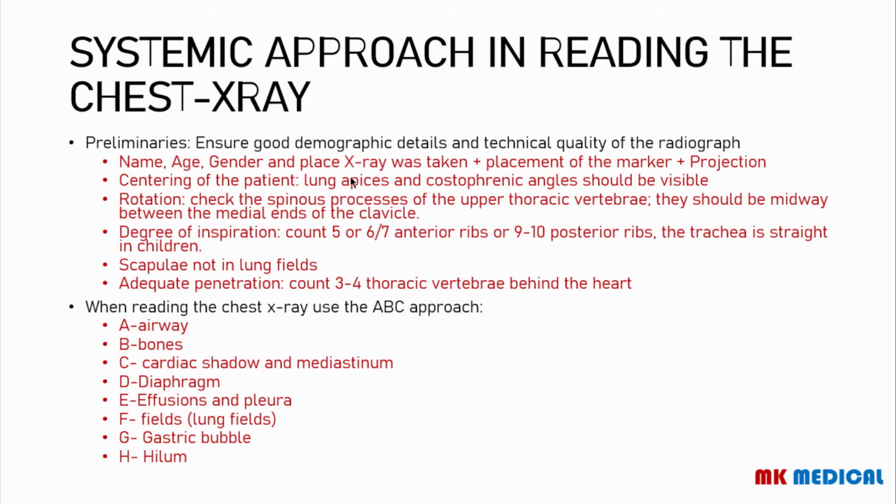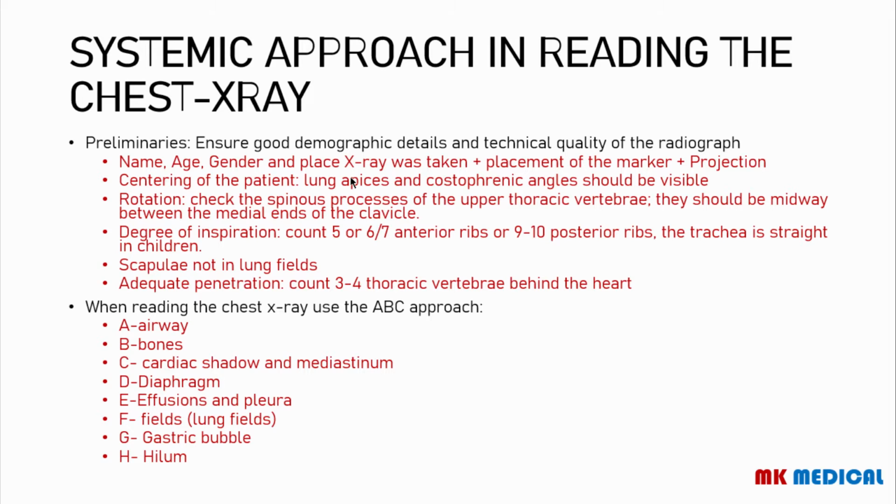You should ensure that the patient isn't rotated, so you should check the distance between the spinous processes and the medial ends of the clavicles. You should also ensure that this x-ray is taken on full inspiration. So ideally they should be 5, 6 with the 7th rib piercing the diaphragm. Those are the anterior ribs, and they should be about 9 to 10 posterior ribs. Additionally, the trachea in children is straight. The scapula shouldn't be in the lung fields, and of course, this x-ray should be adequately penetrated. So you should count about 3 to 4 thoracic vertebrae behind the heart.